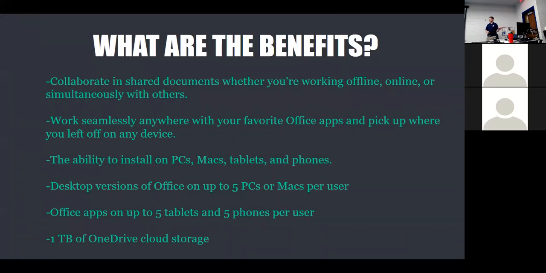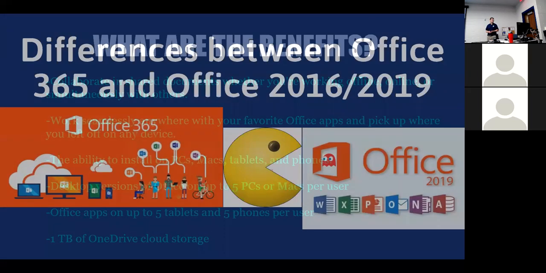What are the benefits? We've covered some of these again. Collaborate and share documents. Like I say, you can install on PCs, Macs, tablets, and phones. The desktop version of Office 2019 is one PC, one install. So it's local only, not shared, one PC, one machine. It's a forever copy, but it's a little bit of a legacy interface because sharing is obviously going to be more common going forward in the future. And we've covered the 1 terabyte of OneDrive cloud storage.